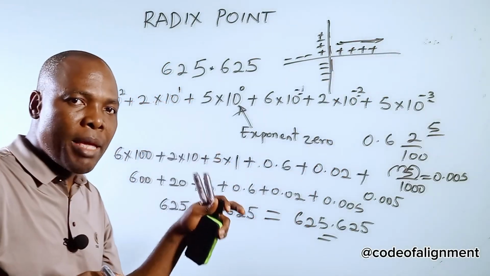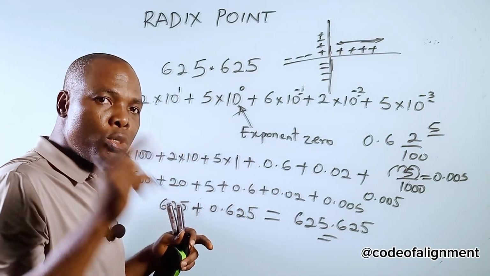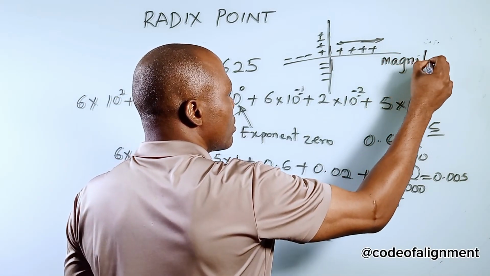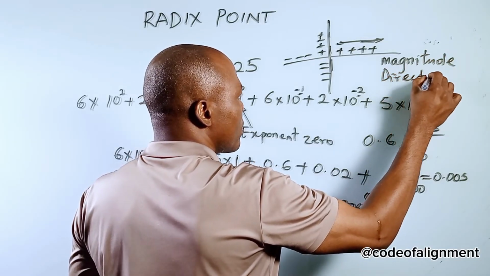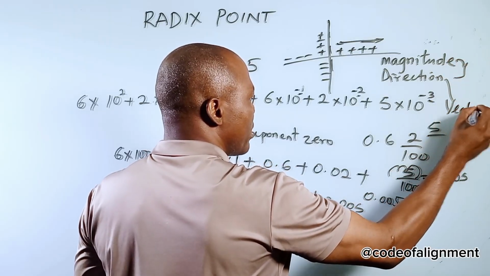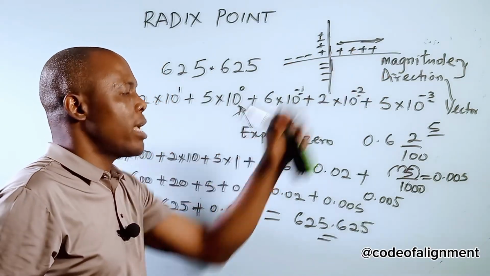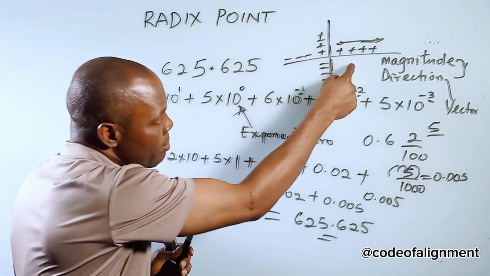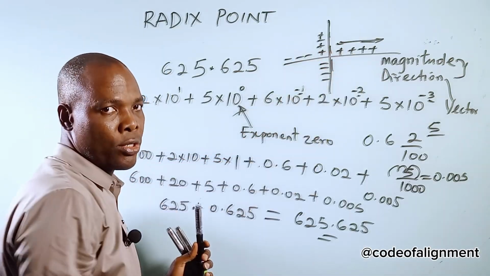So what the number system is actually showing you, based on what we have seen now, is two things: magnitude and direction. This is what we call a vector in mathematics. We'll still get to that. So the number system is actually showing you magnitude and direction. The power is showing you magnitude, and then the number system itself, that is positive number and negative number, will show you what? Direction.